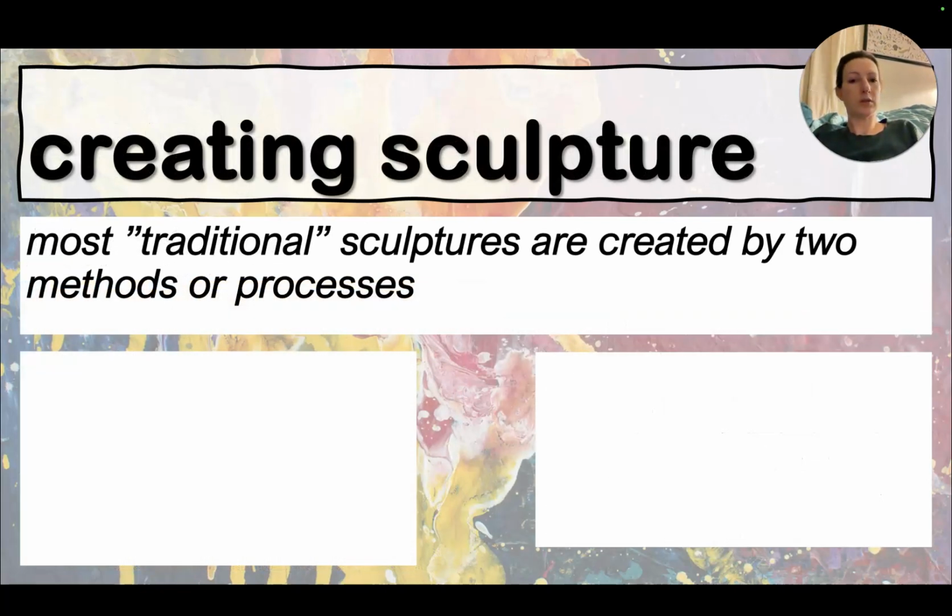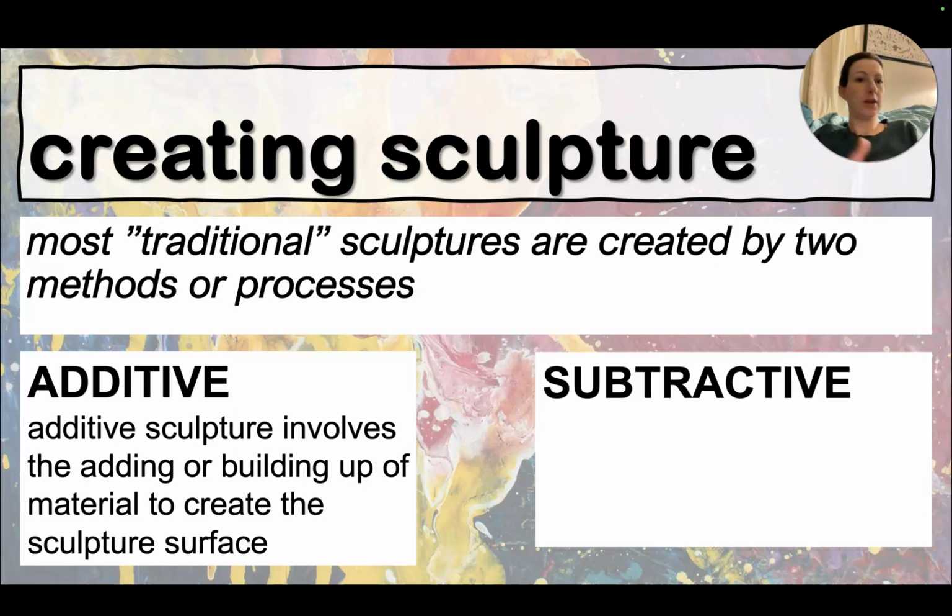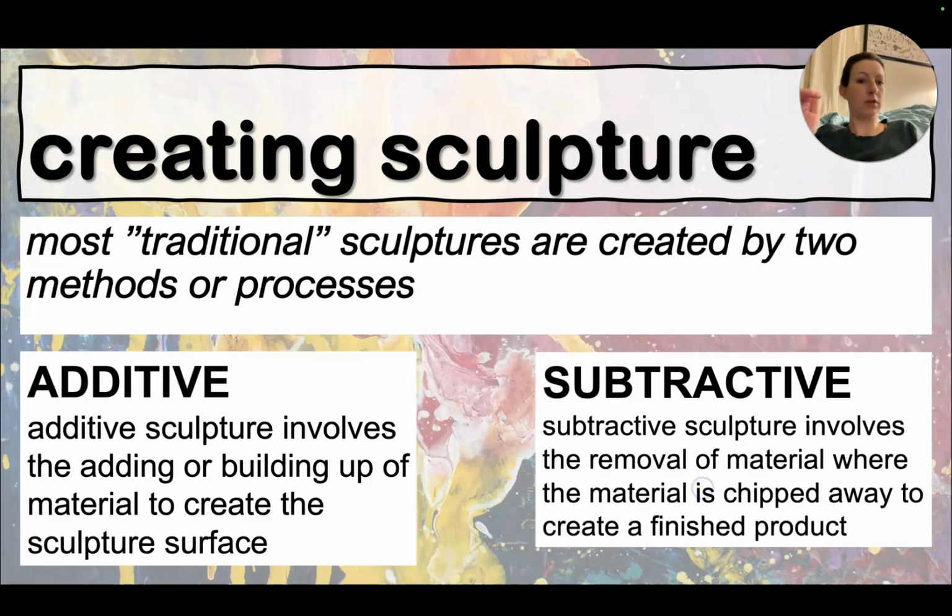Most traditional sculptures are created by 2 methods or processes. One is additive. Think additive, add. You're adding or building up material to create the sculpture surface. And then subtractive, so subtracting. In subtractive sculpture, you're taking away, removing material to create the sculpture or the finished product.